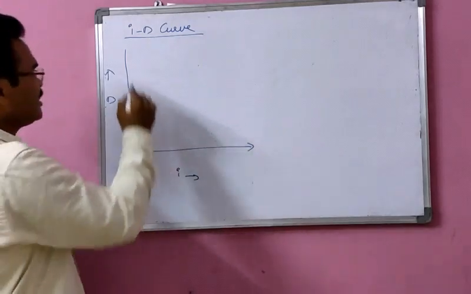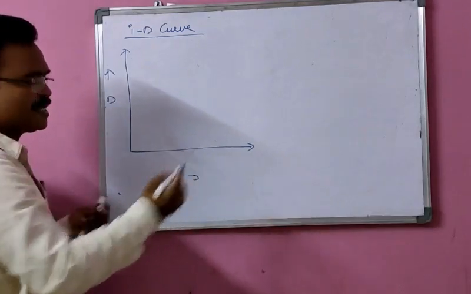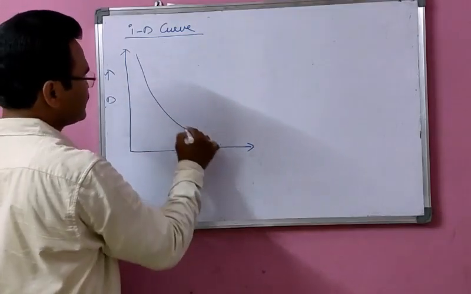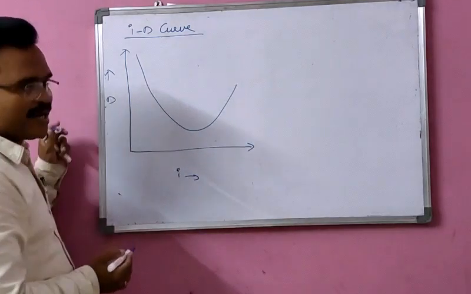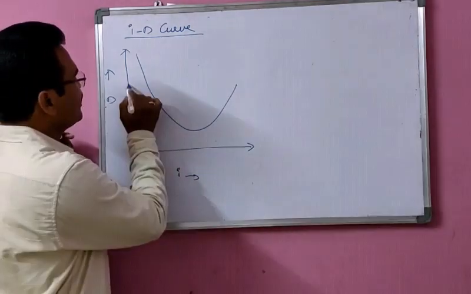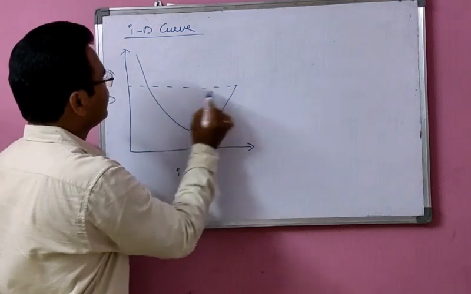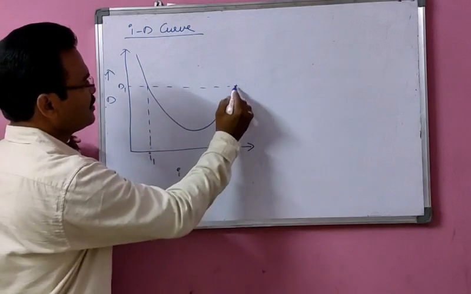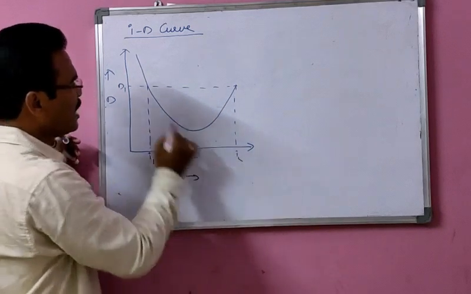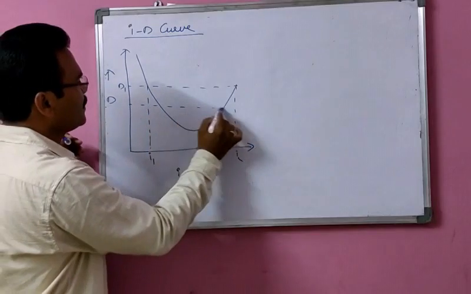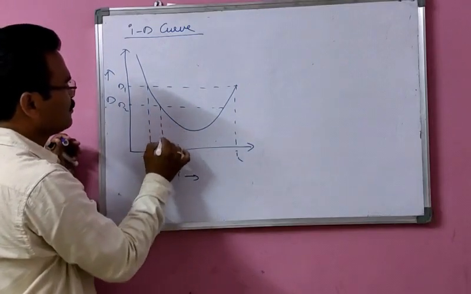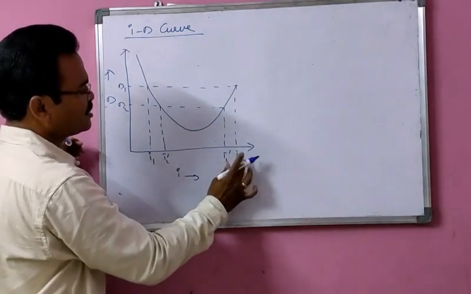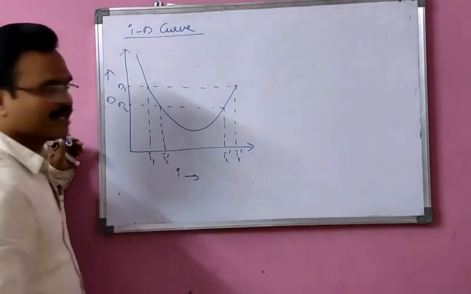A graph is plotted by taking the angle of incidence on the x-axis and the deviation angle on the y-axis. The graph looks like this. So it is a parabola. Parabola means that for every angle of deviation, we have two angles of incidence. This is I1, this is I2. As you come down, for example this is D2, then this becomes I2 dash, and this is I1, I1 dash.